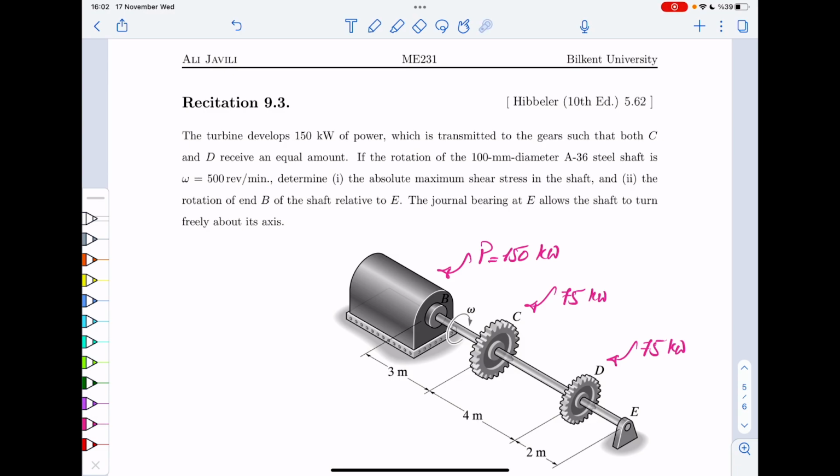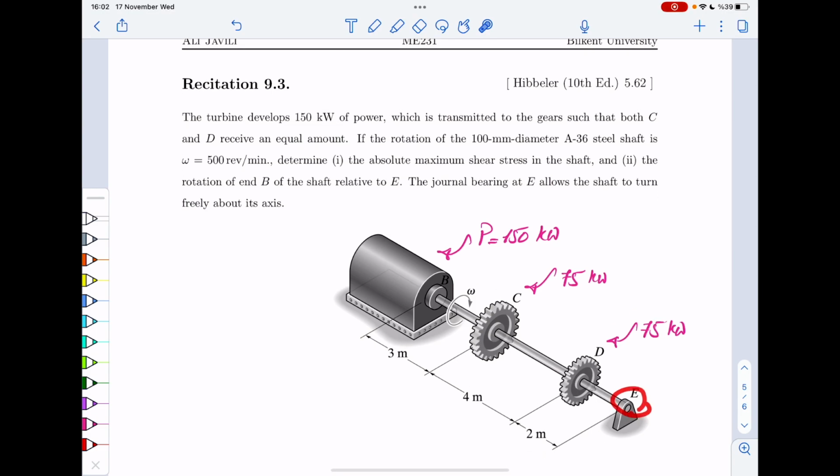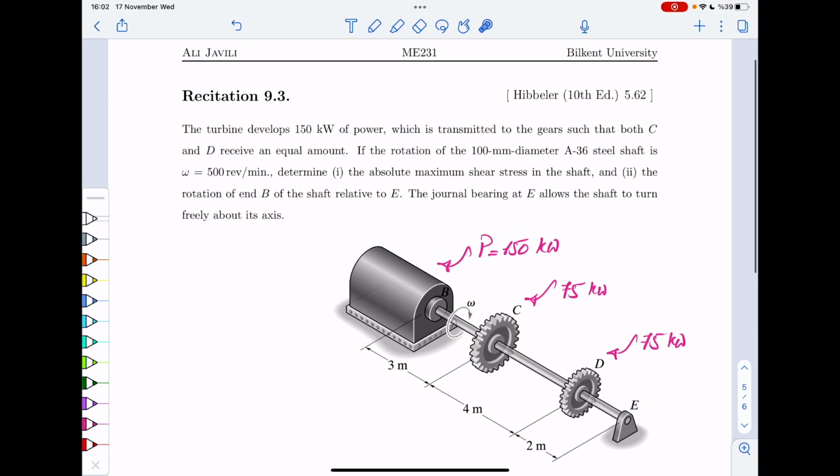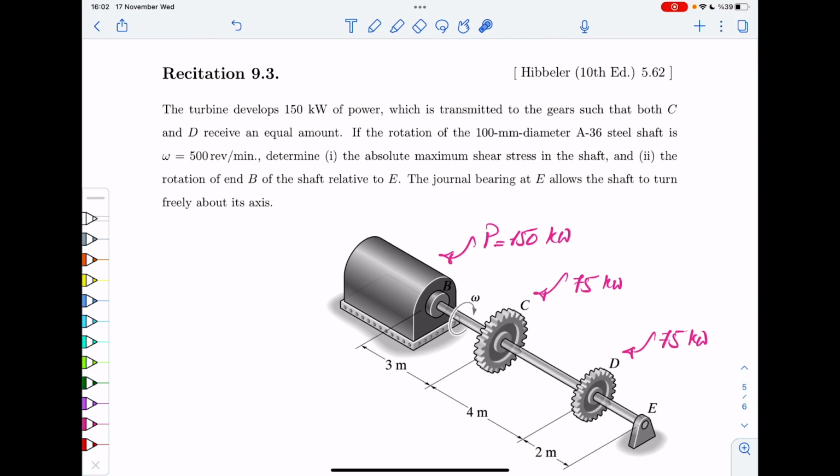If the rotation of the 100 millimeter diameter A36 steel shaft is 500 revolutions per minute, determine the absolute maximum shear stress in the shaft and the rotation of B relative to E. And this bearing at E, it doesn't do anything. It just allows for, let's say, simple rotation without applying additional torque. Okay, so how do we do that?